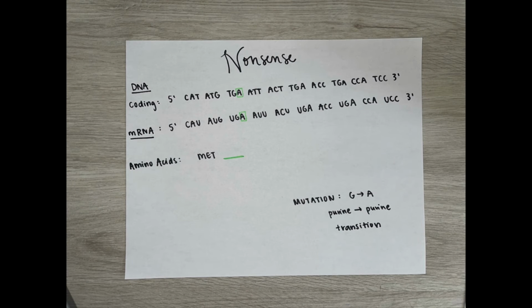The second type of point mutation is called a nonsense mutation. The base substitution causes the original amino acid to become a stop codon. This causes translation to come to an end, making the amino acid sequence shorter. In this case, guanine was replaced with adenine, therefore a purine was replaced with another purine. This is considered a transition.